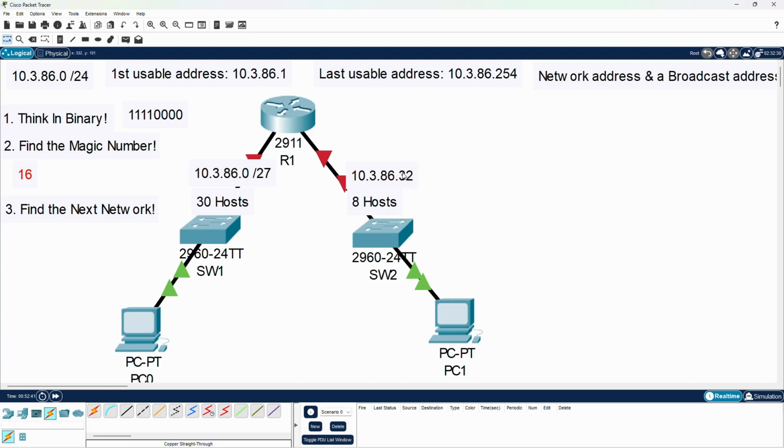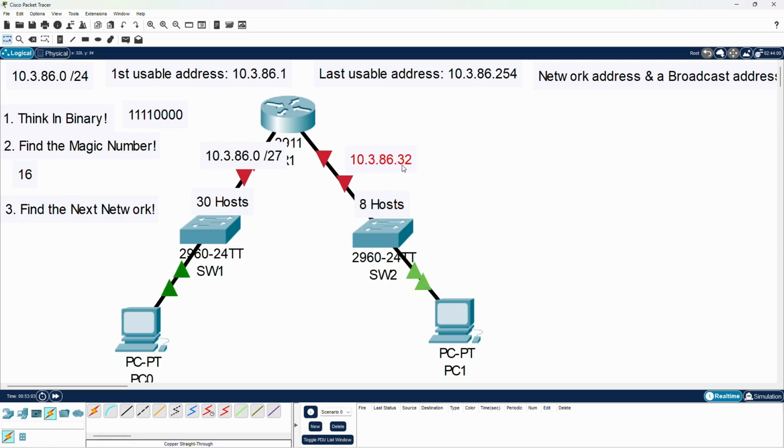The next network would tell you the range. So that's why I'm asking you to find the next network, because then you know your range. You know your first available address, the last available address, and what you have to really assign to your devices on the network.